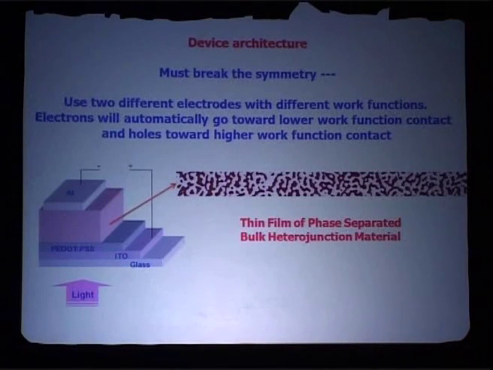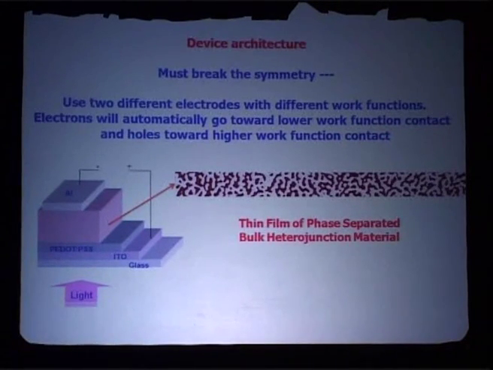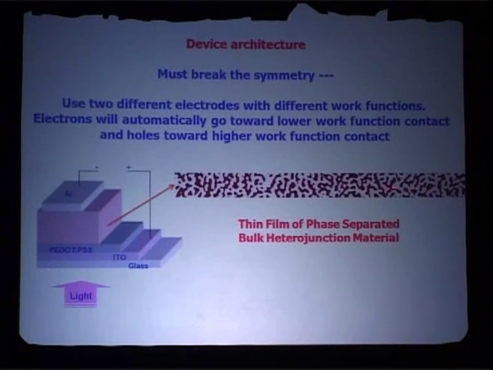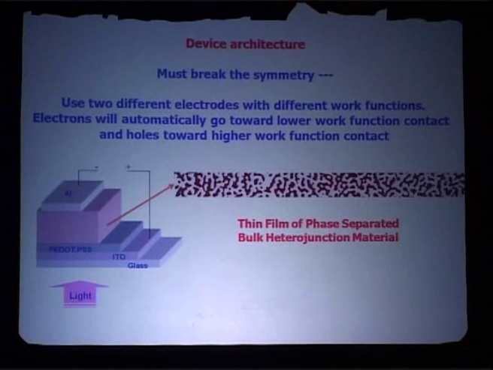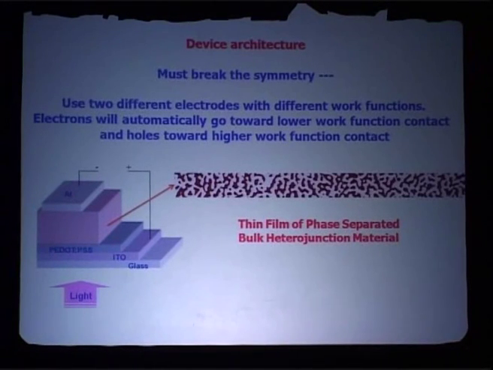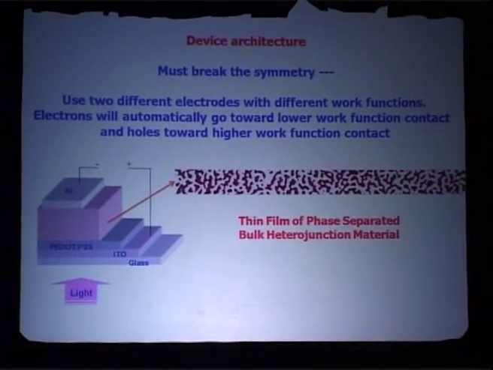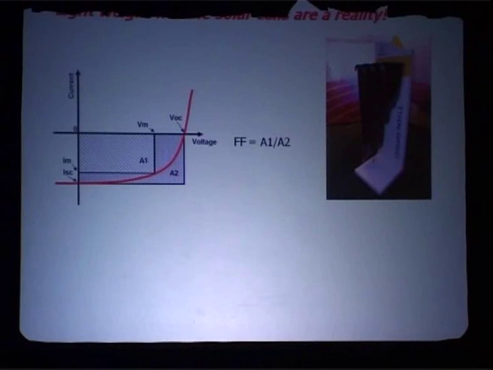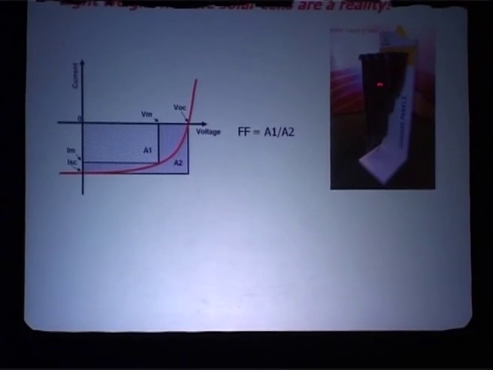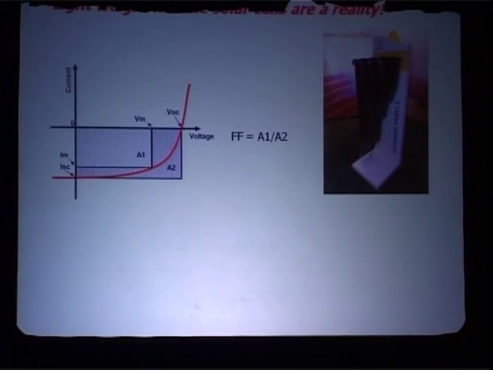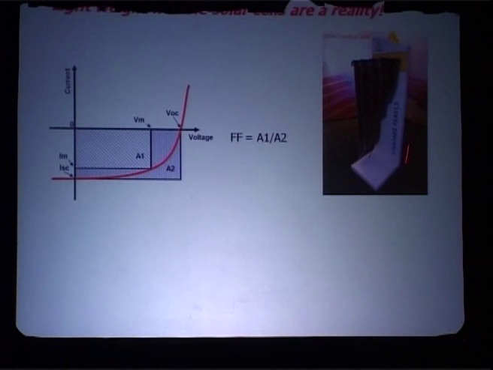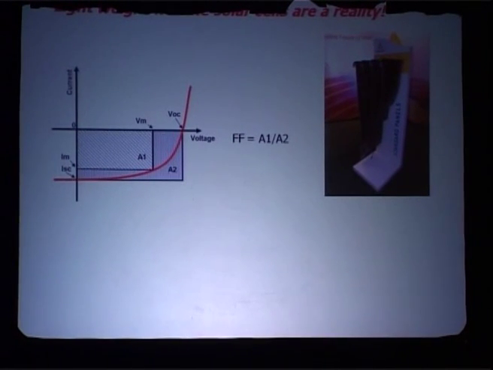How do I break the symmetry? Well, that's actually pretty easy. I use 2 different electrodes with different work functions. If you think about it a moment, the electrons will always go to the lower work function contact, and the holes will go to the higher work function contact. So I can create this bulk heterojunction material by spontaneous phase separation, and then I break the symmetry by simply, and I don't mean to minimize it, by simply using 2 different materials with different work functions. So this is real stuff. This is being made now in a manufacturing plant. I'll say something more about that, by a company that is called Konarka.